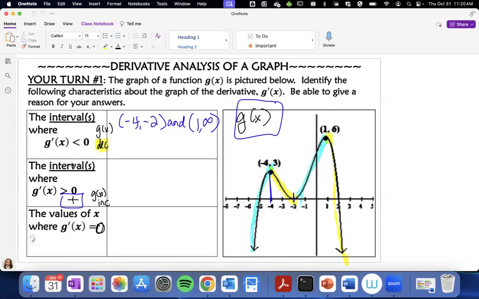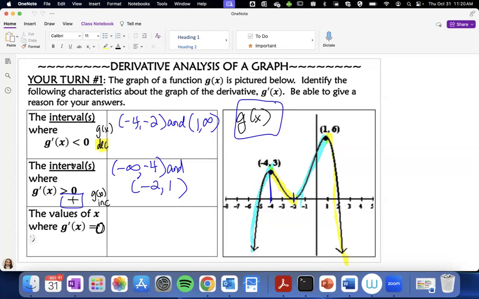So I would say increasing on -infinity to -4, and then -2 all the way to 1. Does that make some sense? Okay, hopefully. And then where is g prime equal to 0?